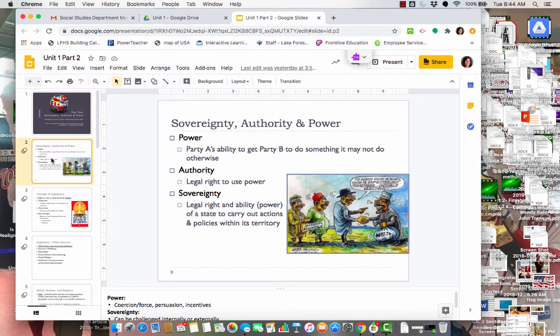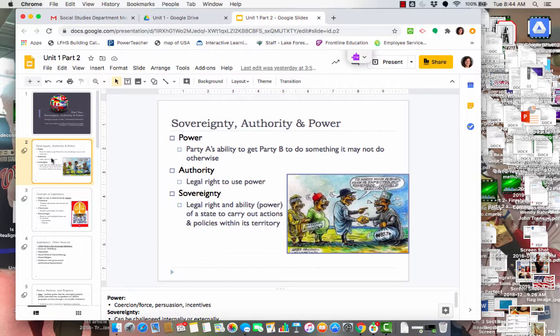So the definition of power, which we kind of touched on in the first part of the notes, is Party A's ability to get Party B to do something it may not do otherwise. So you can use coercion or force to get people to do something. You could try to use your powers of persuasion verbally, or you could offer incentives like you do with toddlers. Like, hey, Finn, if you put your shoes on, maybe I'll let you hop to the car like a bunny.